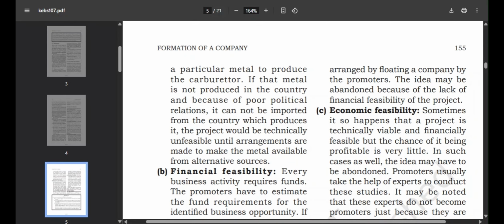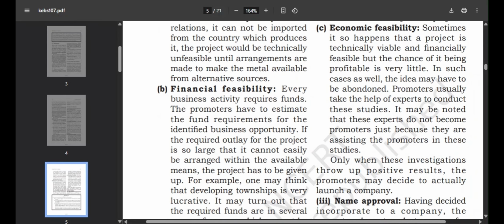Second is financial feasibility. This is one of the most important aspects. Every business activity requires funds, right? It's not always that what you think of is affordable just to your borrowings, or just to how much you have. Sometimes you have to take loans. So promoters have to estimate the fund requirements for the identified business opportunity. They study in depth how much would be required to execute this project.